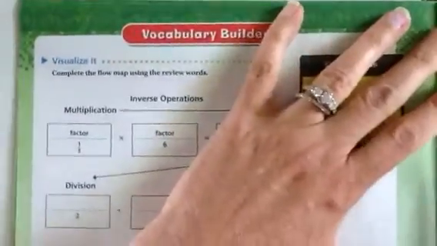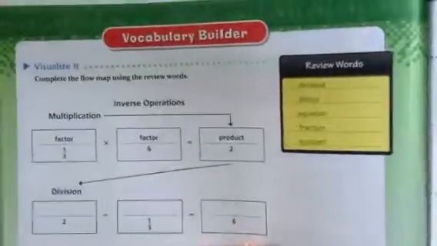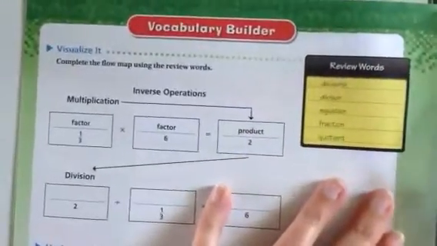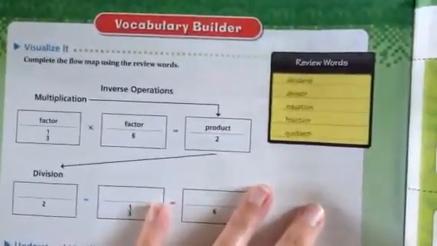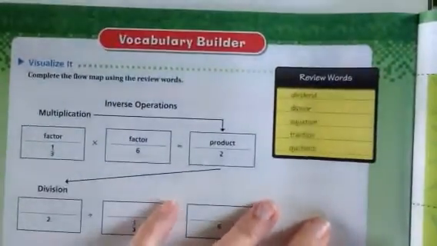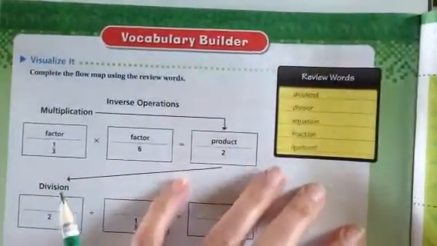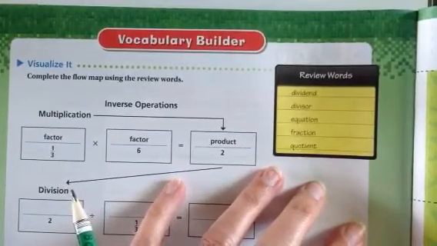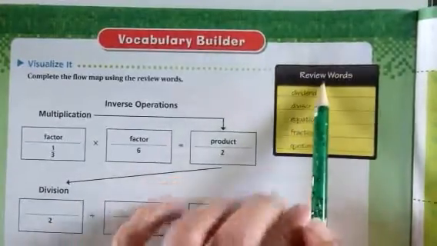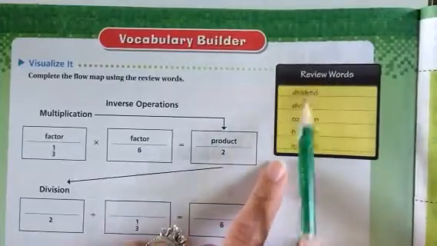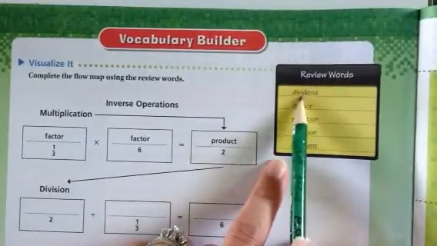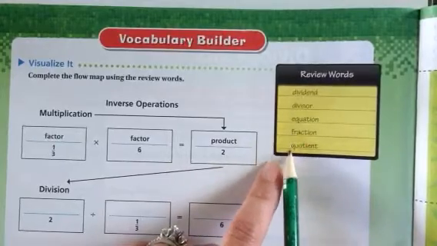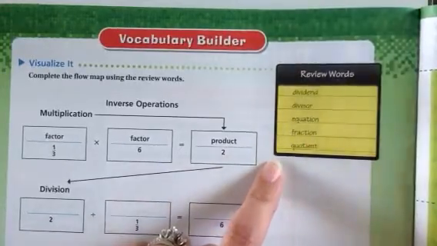that you're going to hear when we are going through the chapter, through the lessons for the next couple weeks. These are all going to sound familiar to you. Why? Because we've already done whole number division. Now we're doing fraction division. So take a look and follow along while I read them. Dividend, divisor, equation, fraction, quotient.